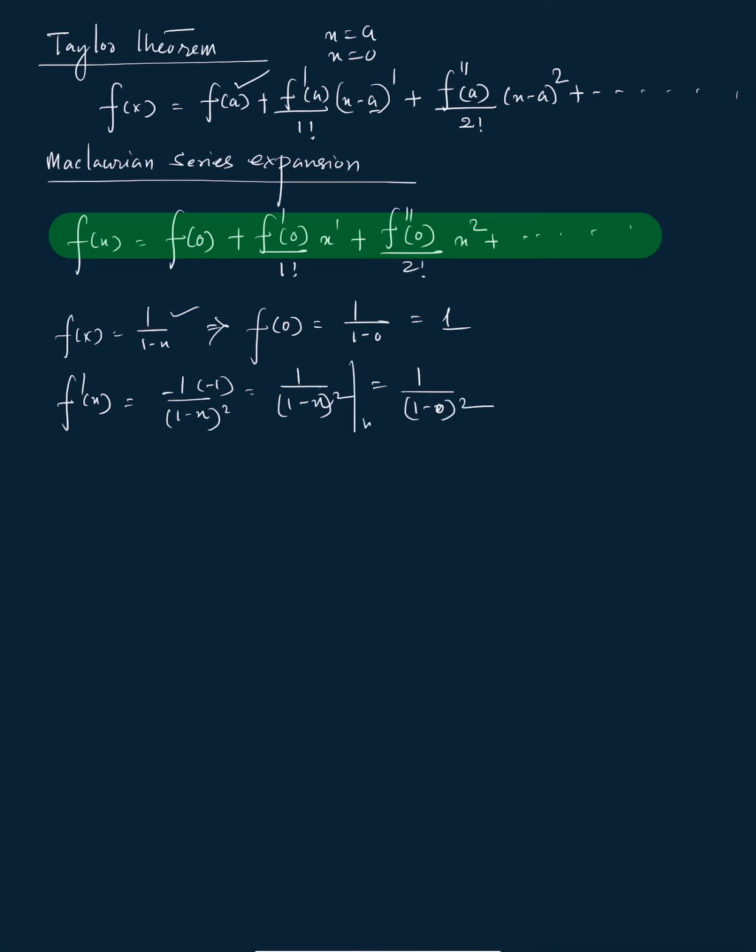This is equal to, at x equal to 0, so we are going to get 1. So next, f double prime of x. Again you differentiate this function with respect to x a second time.